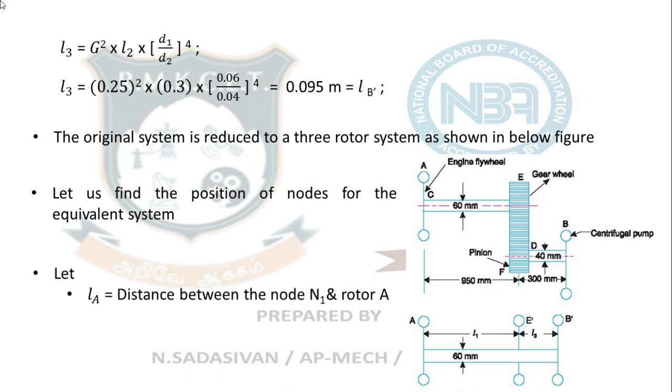So let LA equal the distance between the node and rotor A. It has nothing to do with these two figures. LA will be visible only in the strain energy diagram, the third diagram below this. One important thing I forgot to mention: these diagrams will not be in the question paper, but you have to draw them in the exam. Diagrams carry marks. I forgot to mention that so far. So these diagrams you have to draw.